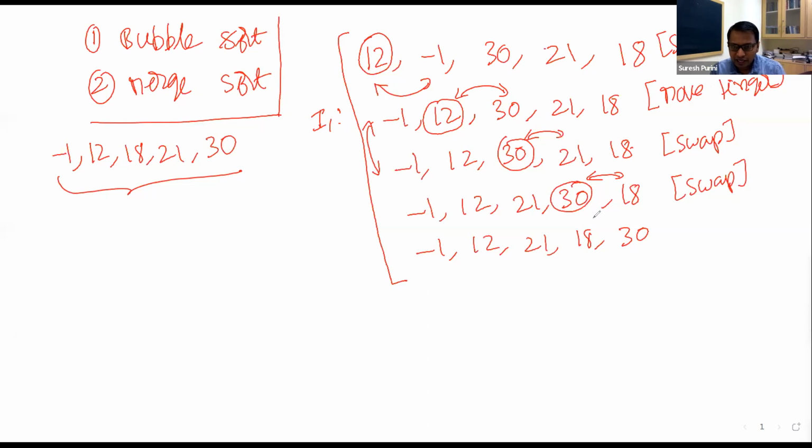So at the end of this iteration 1, we know for sure the element here is the largest element. 30 is the largest element, and we don't need to worry about it. We got the biggest guy, we kept him at the last. Now we can focus our attention on the rest of the elements here. Are you all with me on iteration 1?